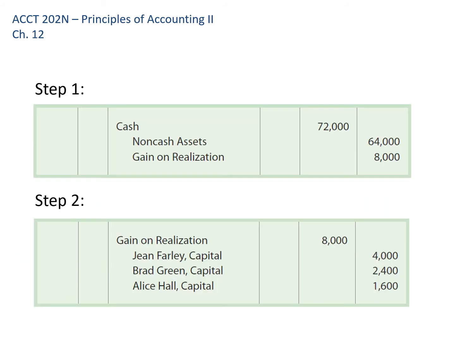So here it is in journal entry form. Step 1 is selling the assets and recognizing a gain. So we debit cash, credit whichever assets we have sold, and record a gain on realization. Of course, that may happen in multiple different transactions.